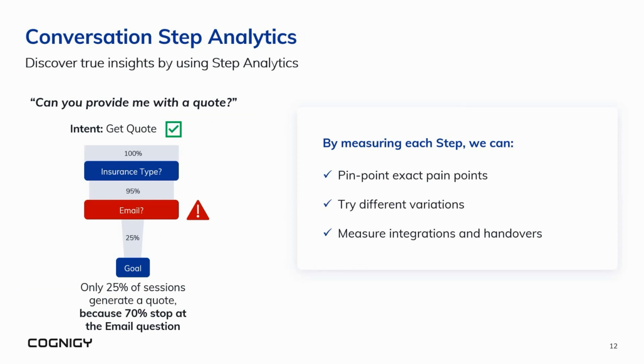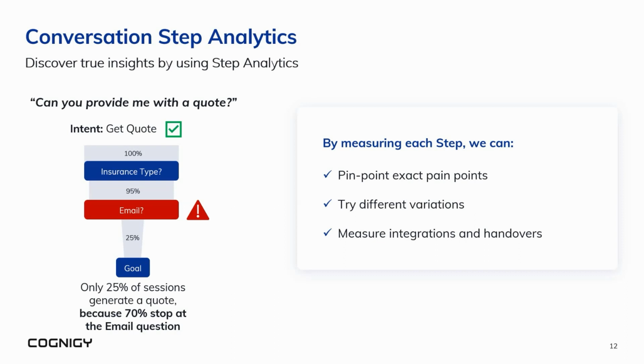So if we look at the example from earlier again, where we saw, can you provide me with a quote? That is a step, which is the get quote intent, just like we saw earlier. Then 100% of those customers get to the insurance type question. 95% finish those and get to the email step, but then only 25% get to the end goal, which is, in this case, issuing a quote. So we see there is an issue with the email question.